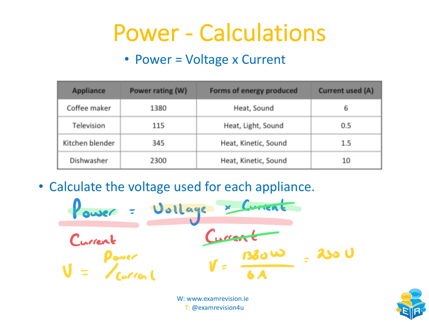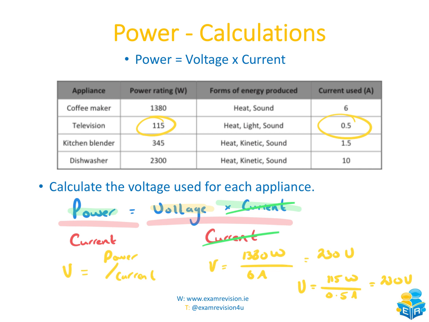Okay, if we do it for the television, the volts is equal to the wattage, which is 115. So 115 watts divided by 0.5 amps. Put that in your calculator and again, you will get 230 volts. If you do the same thing here for the kitchen blender and the dishwasher, you will also get 230 volts because that's generally the standard voltage that's supplied to homes.